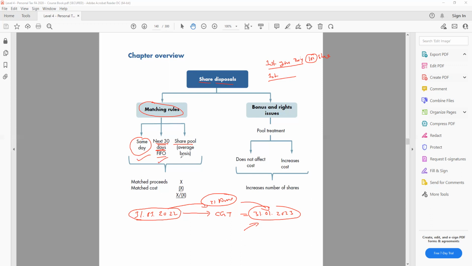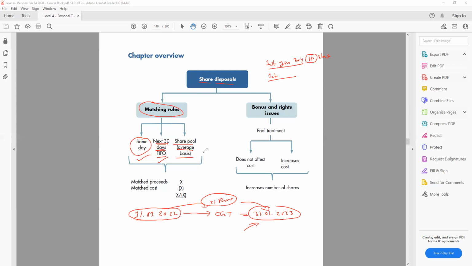If there are any shares I already have, like I bought from the previous month, 6 months before, or 1 year before, all the shares I have in stock are called the share pool. All the shares in the same pool are called the share pool. And we use the average basis. Average basis means we add all the shares, the total number of shares, and divide it by the total cost, and that will give us the value per share. This is called the average basis. So we get this from the share pool.